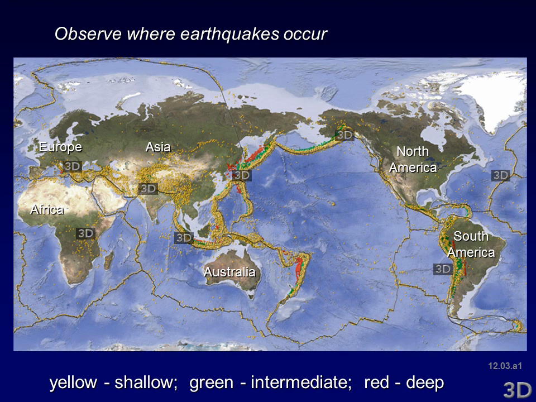So this is a very familiar image. We saw this when we were talking about plate tectonics. And now we want to describe how plate tectonics plays a role in the creation of earthquakes. So in this image we have yellow dots that represent shallow earthquakes, green dots that represent intermediate depth, and red that represent deep earthquakes. Earthquakes are not everywhere, but they occur in belts.